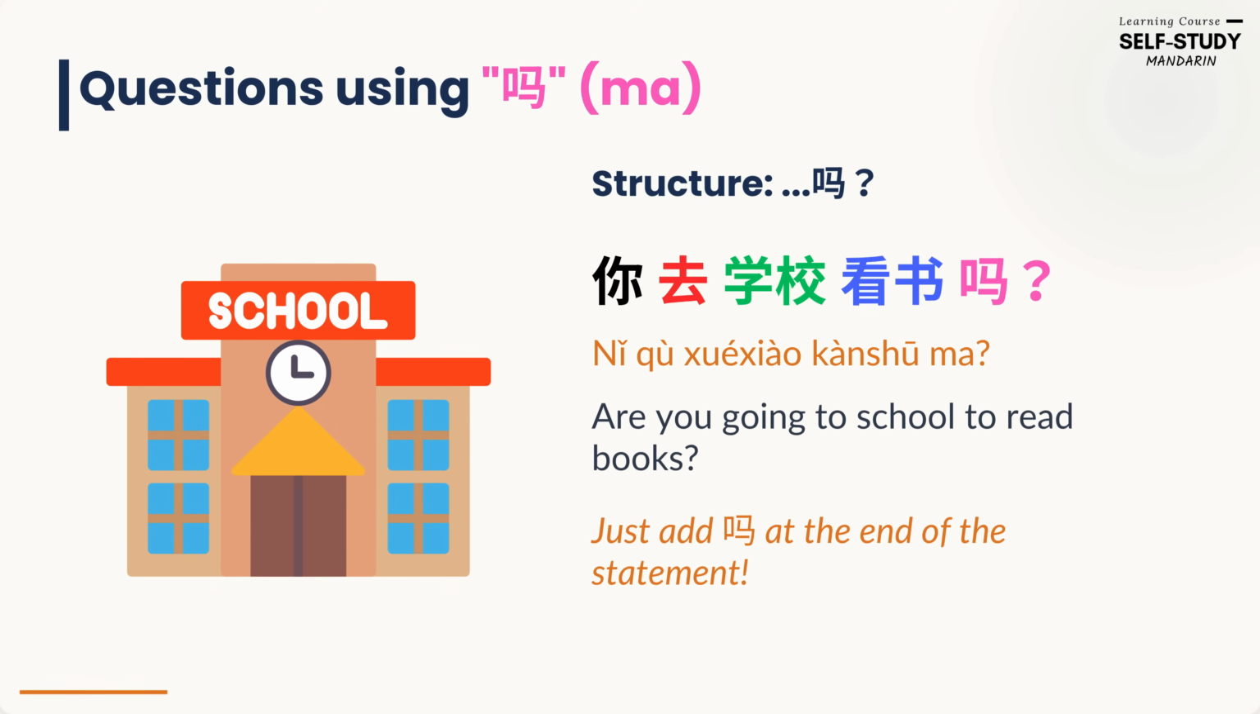Questions using ma. What if you want to ask someone a yes or no question? It's incredibly easy. All you have to do is take your regular statement and add the question particle ma at the very end. Look at this example. 你去学校看书吗? Are you going to school to read books? Just add ma at the end of the statement and you've formed a perfect question.